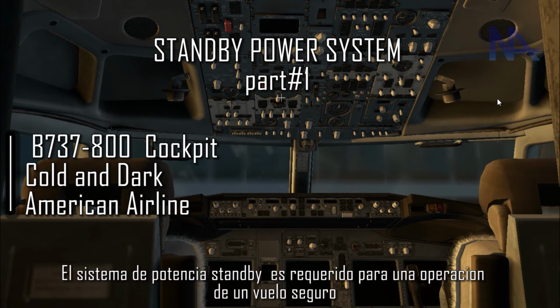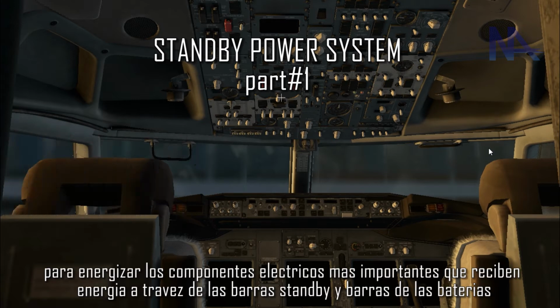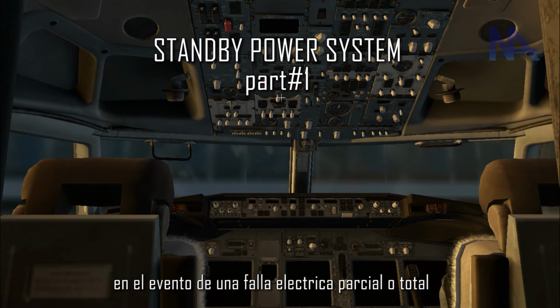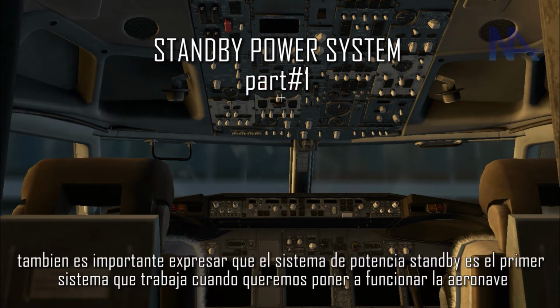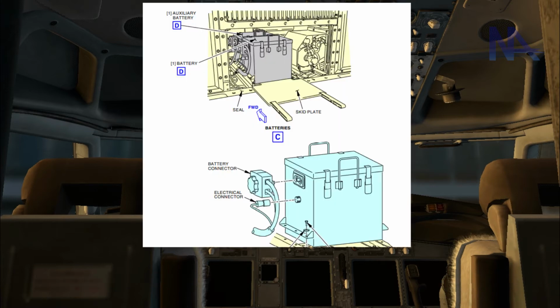The standby power system is required for safe flight operation to power the most important electrical components that receive power through the standby and battery buses in the event of a partial or total electrical failure. Also, it is significant to stress that the standby power system is the first system that works when we want to put the aircraft in function. And at that time, our power source is the batteries.